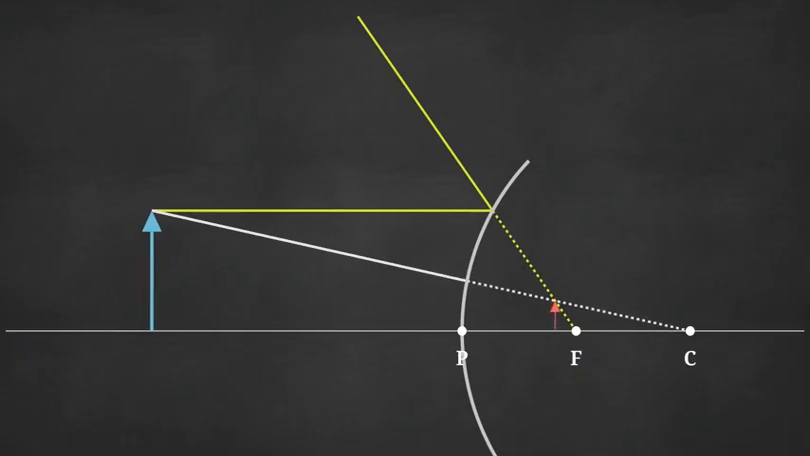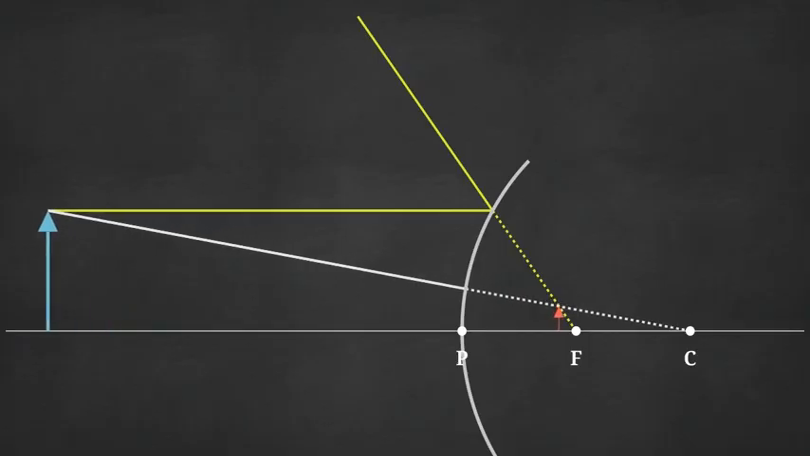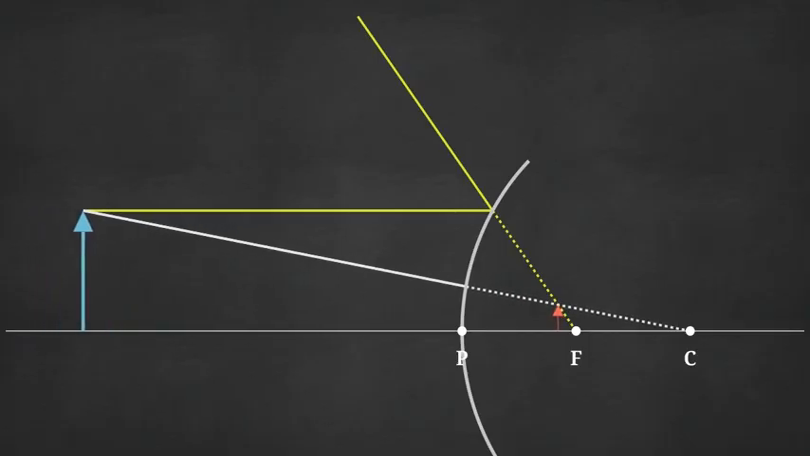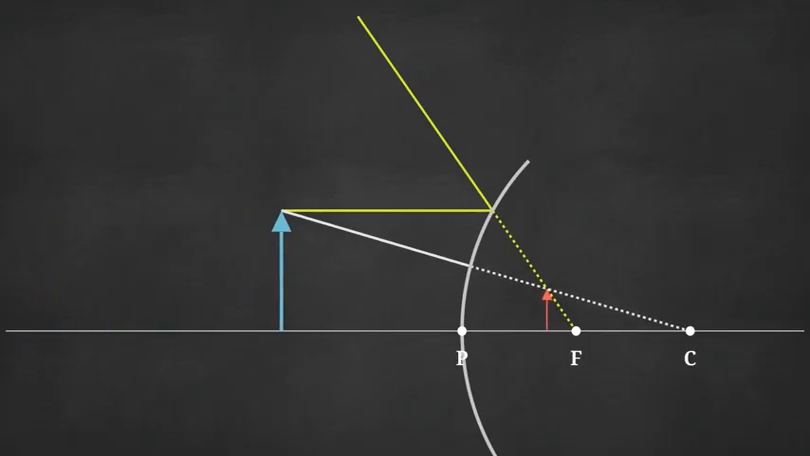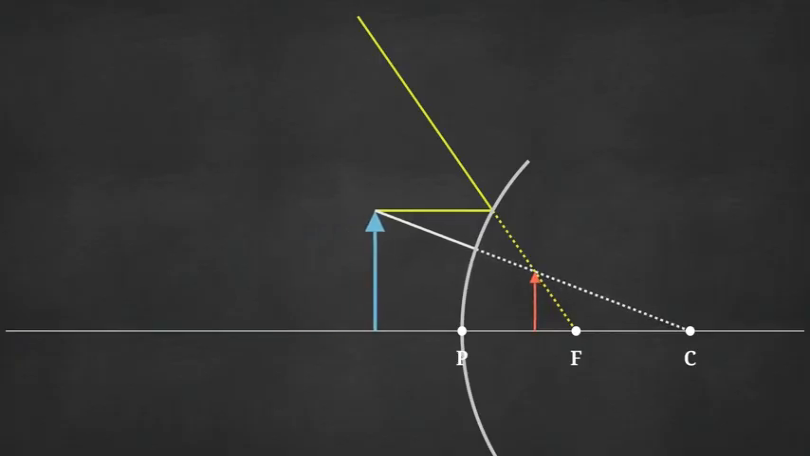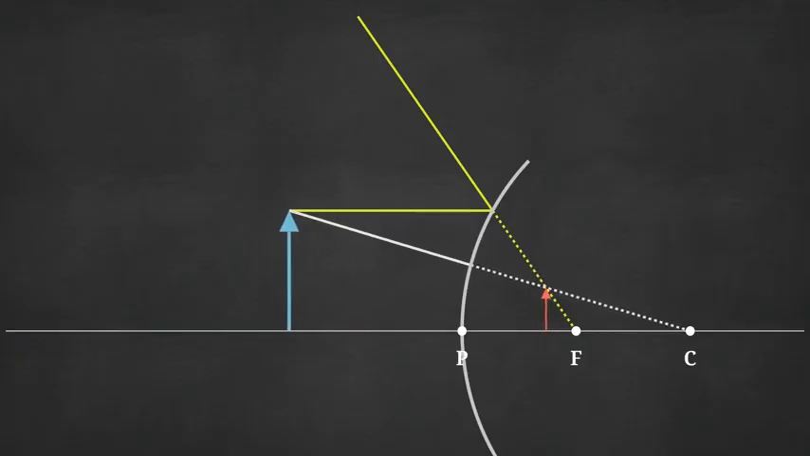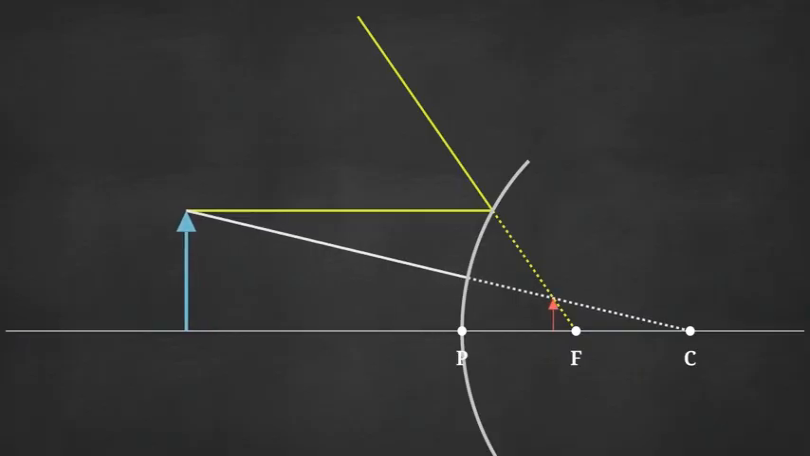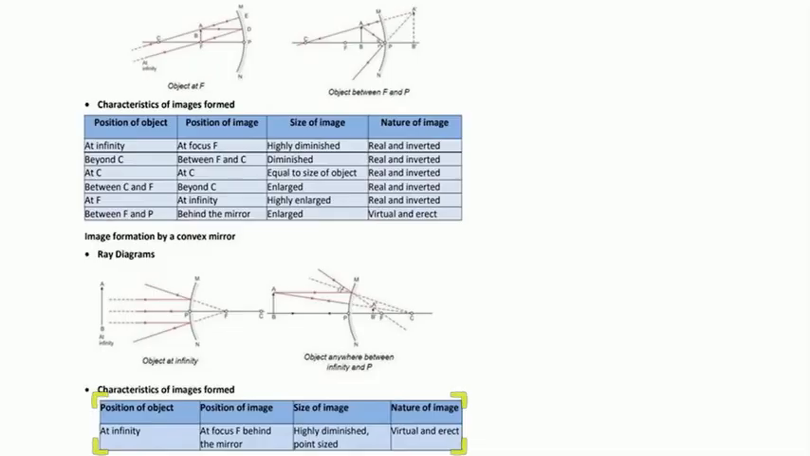Because of the outward curve, no matter how far away or how close you move the object, the intersection point of these diverging rays is geometrically trapped. It will always form between the pole and the focus. This chart proves the strict limitation. A convex mirror has only two operational states, an object at infinity or an object at any finite distance. In both cases, the image is virtual, erect, and diminished.